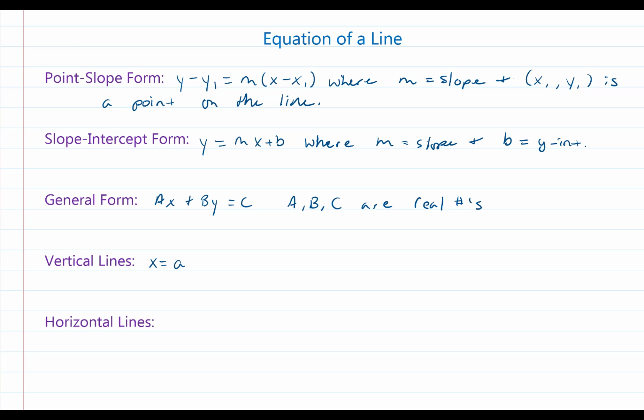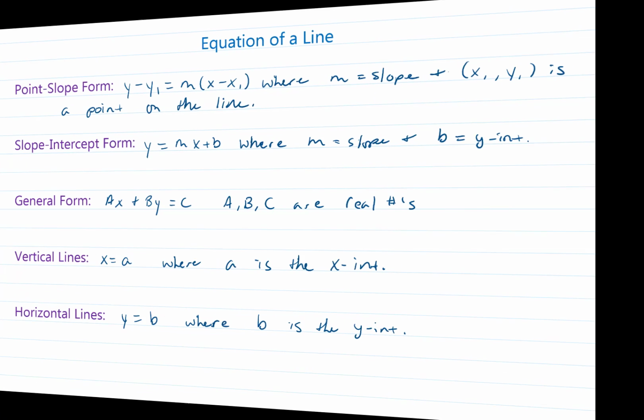We'll call that constant lowercase a, where a is the x-intercept. And then finally, horizontal lines take on the form y equals b, so a constant b, where b is the y-intercept. Okay, so those are the 5 different forms of an equation of a line.